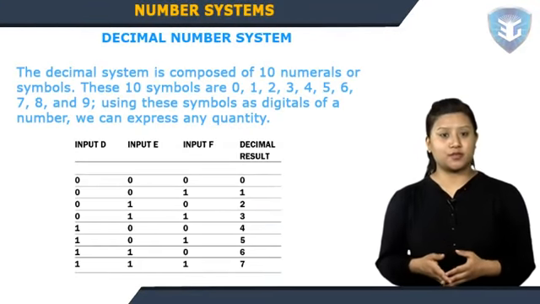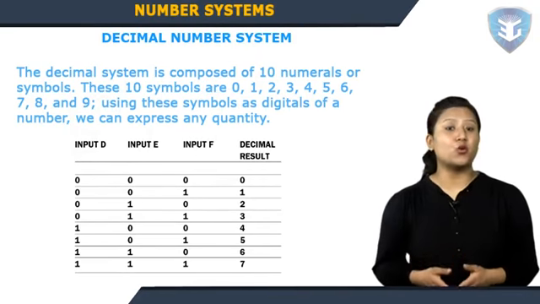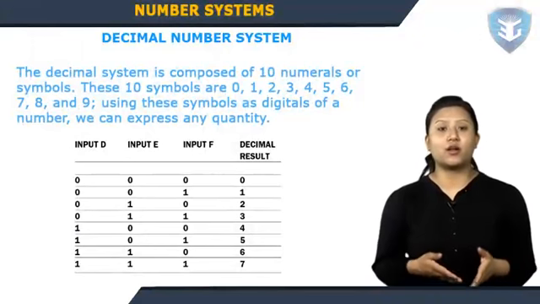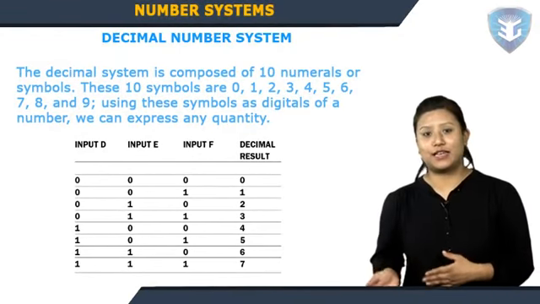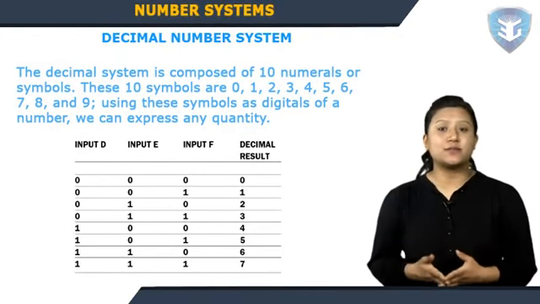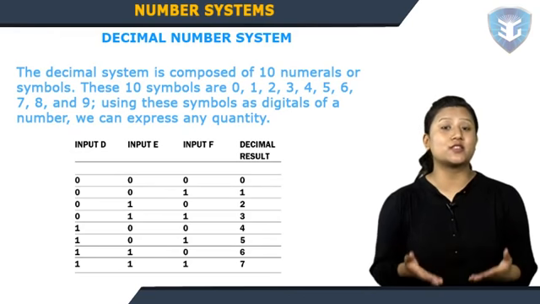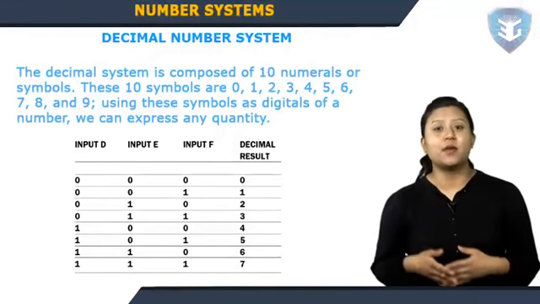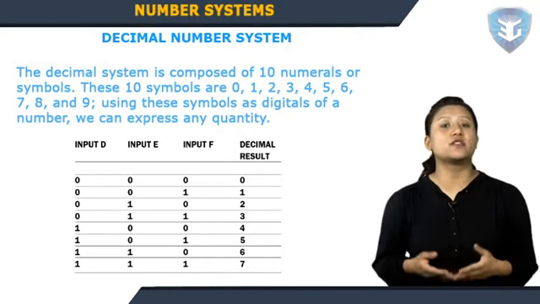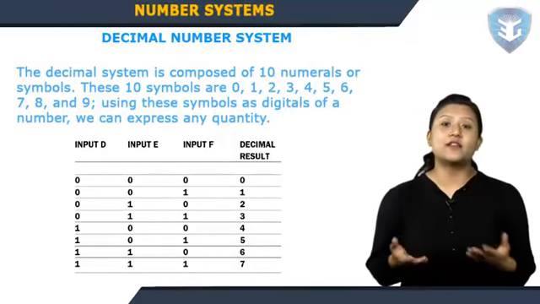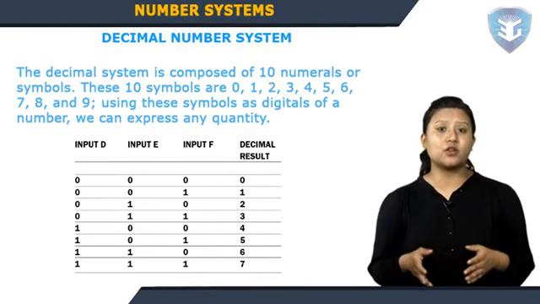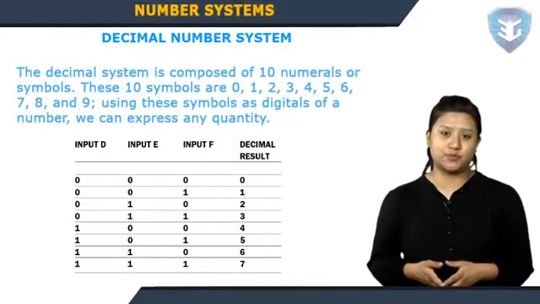Decimal number system. The decimal system is composed of 10 numerals or symbols. These 10 symbols are 0, 1, 2, 3, 4, 5, 6, 7, 8 and 9. Using these symbols as digits of a number, we can express any quantity. The decimal system, also called the base 10 system because it has 10 digits, has evolved naturally as a result of the fact that man has 10 fingers. The decimal system is a positional value system in which the value of a digit depends on its position.